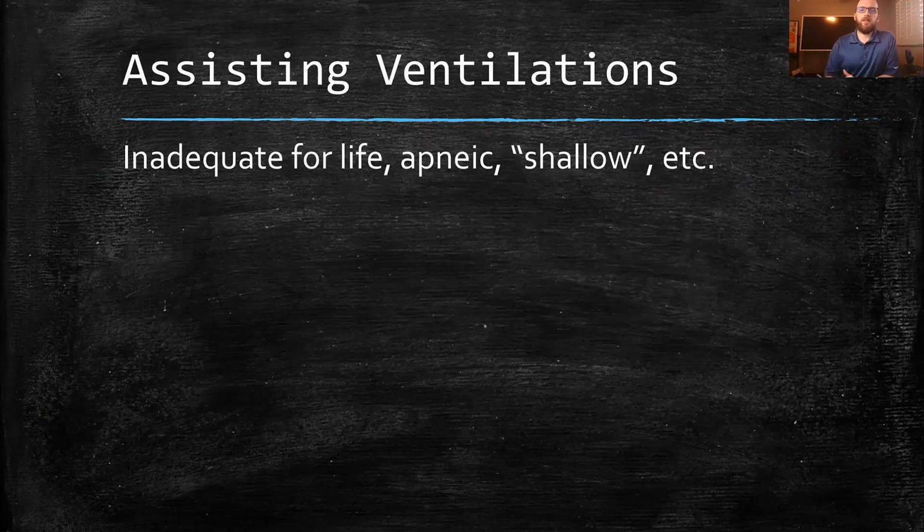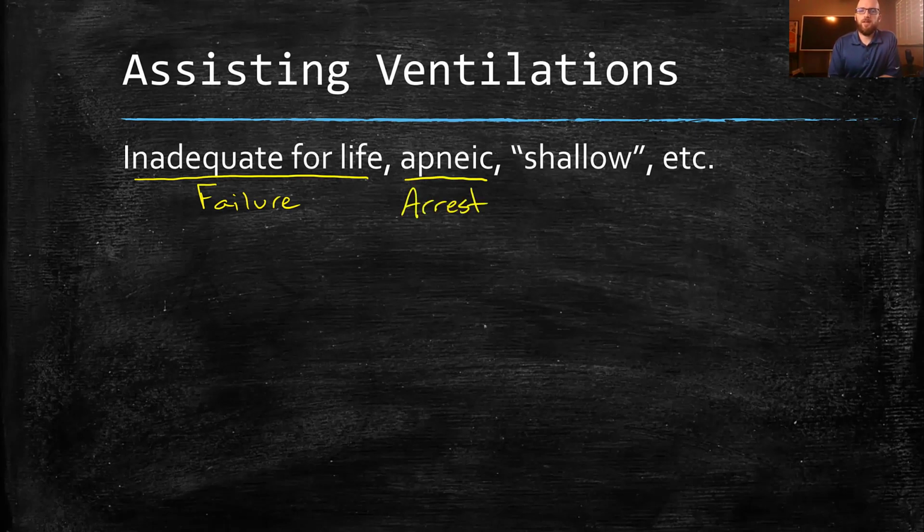All right, so assisting ventilations, we said inadequate for life was respiratory failure. If we said they're apneic, that means they're not breathing at all. So that's our respiratory arrest. And then this magic word right here, it was going to be your best friend if you remember it. Right? If a scenario question, if a multiple choice question ever describes to you shallow respirations, if it's a treatment-based question, your answer must include, we're going to ventilate the patient. We're going to assist ventilations.